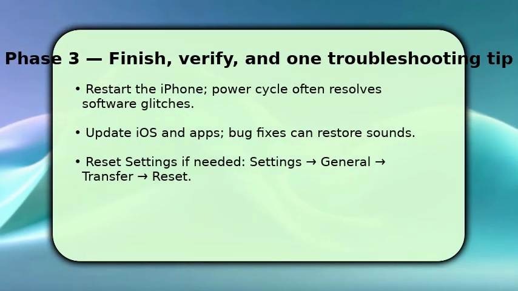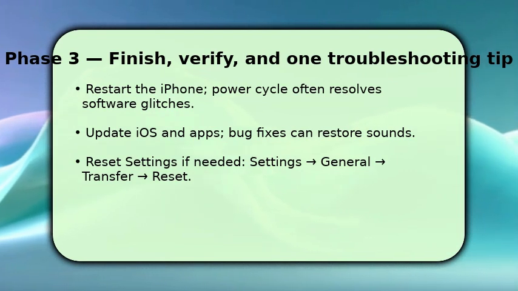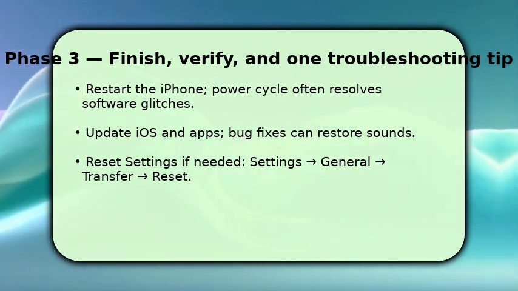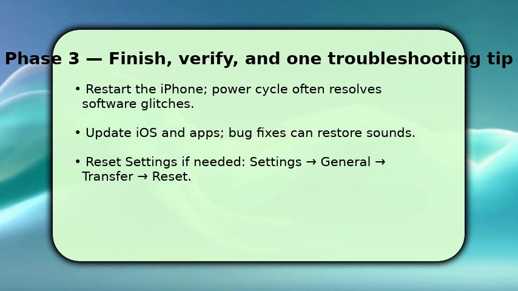To finish, reboot the phone to clear transient issues. Press and hold the side button and volume until you see slide to power off, then restart. Make sure iOS and apps are up to date because updates fix notification bugs.